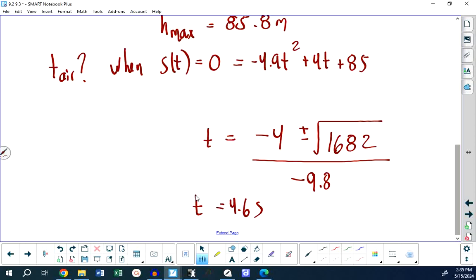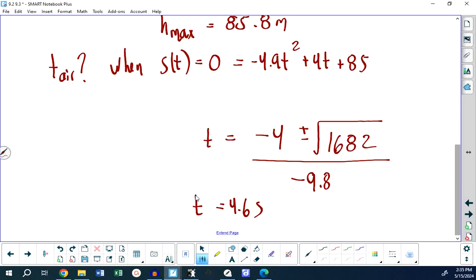Sometimes I think it's okay for me to cut corners. If you want to calculate the other one, which is negative 4 plus root 1682 all over negative 9.8, I don't know what you will get, but it will be a negative number. And in the context of this question, a negative time doesn't exist. And that's it. That's the lesson.